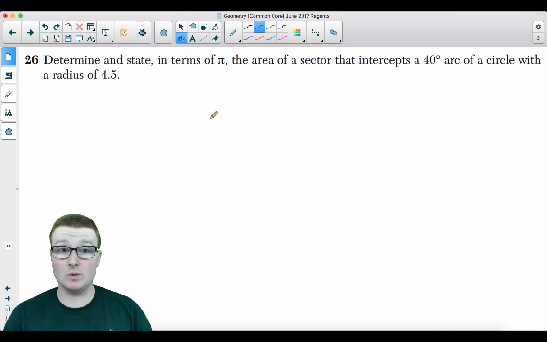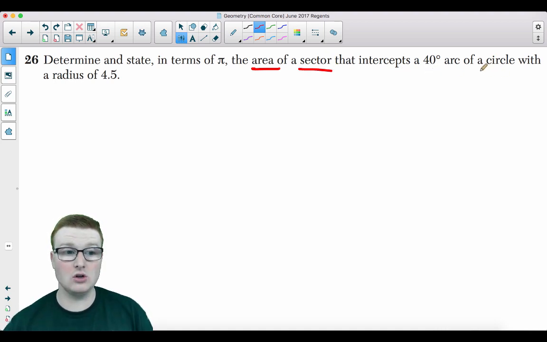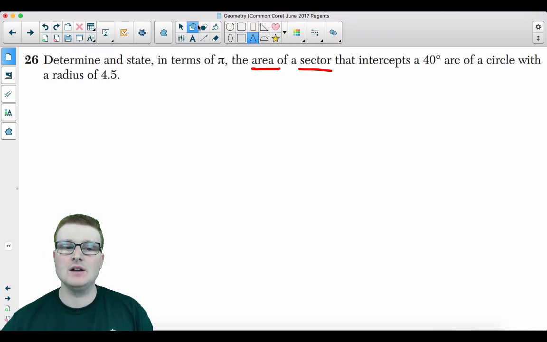All right, here's question number 26. Determine and state, in terms of pi, the area of a sector that intercepts a 40-degree arc of a circle with a radius of 4.5. First thing that I want to do, draw a picture. It's always nice to draw a picture.